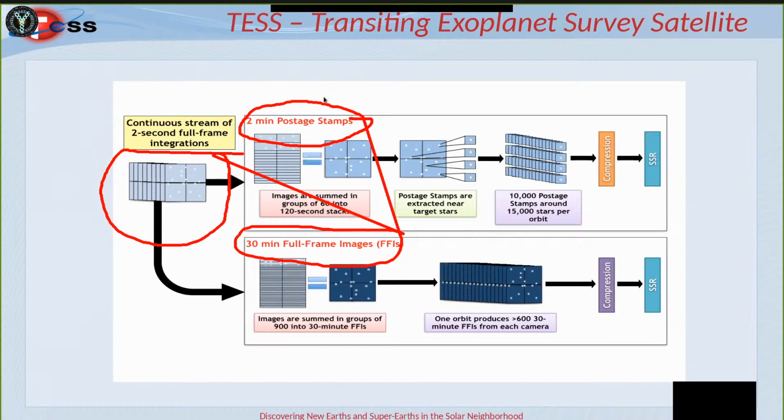And of course, once the targets are justified, there is a list of pre-selected stars, on the order of tens of thousands. After compression, these can also be retrieved and analyzed. So these are the two basic data products of TESS. And yeah, this is good.